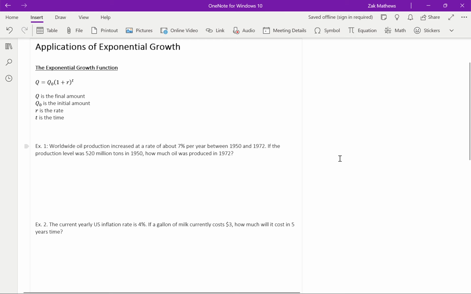Worldwide oil production has increased at a rate of about 7% per year from 1950 through 1972. If the production level was 520 million tons in 1950, how much oil was produced in 1972?